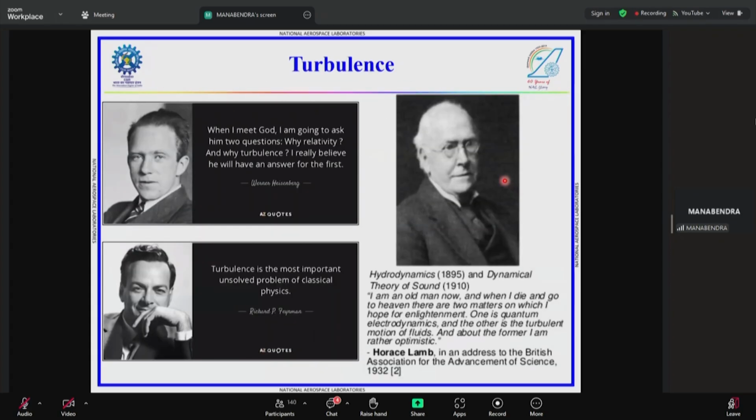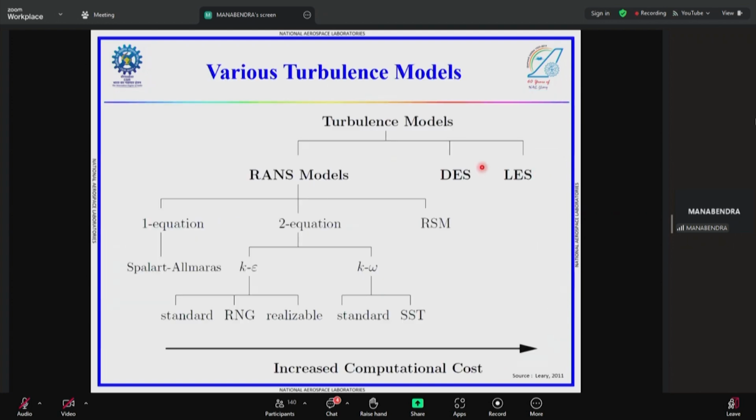Of course, turbulence is something which even geniuses like Heisenberg or Richard Feynman or even Professor Lamb could not explain. So they could only give certain catch statements, which are captured over here. And of course, we know about the turbulence models which can be used to capture the Reynolds stress: the two equation models, the one equation model. As we go forward, the computational cost increases. Deliberately, DNS is not shown here, but of course, with the advent of neuromorphic computing or quantum computing, I think the audience can even dare to introduce DNS.